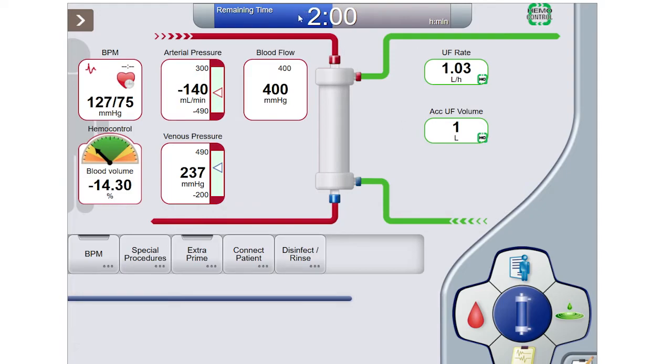Okay, so we're back at the main screen. So we're 2 hours into treatment. Their blood pressure has dropped. So we're at 127 on 75. Still a good blood pressure, but it has dropped significantly since we started.